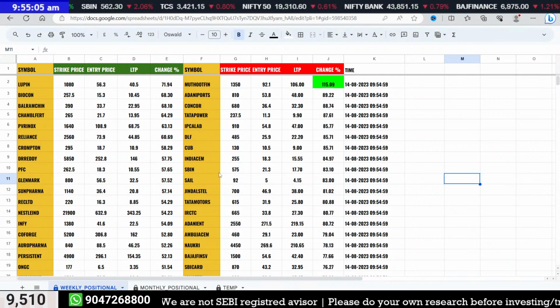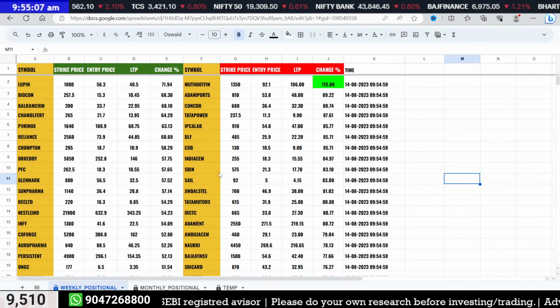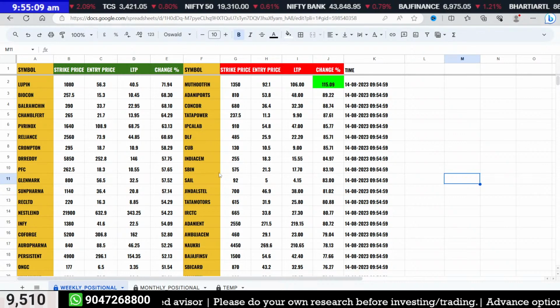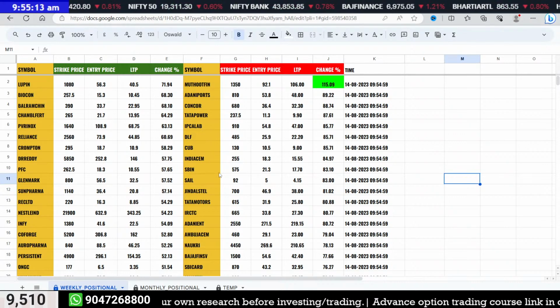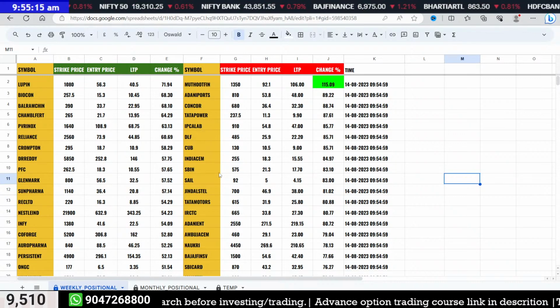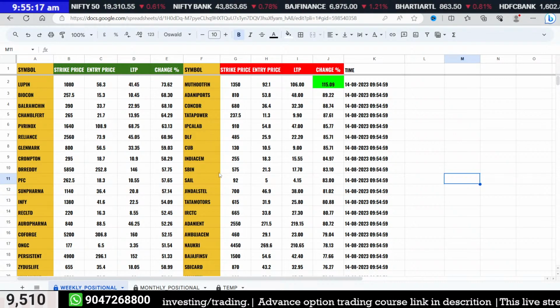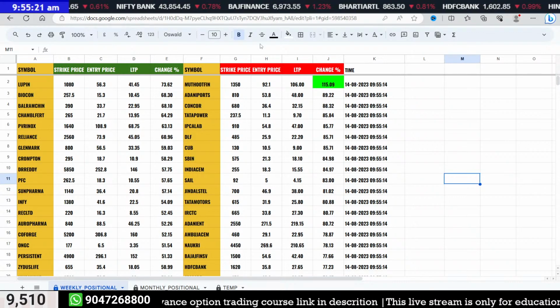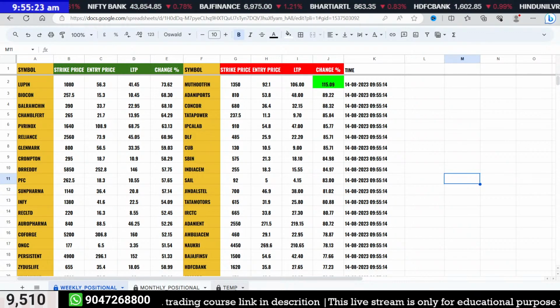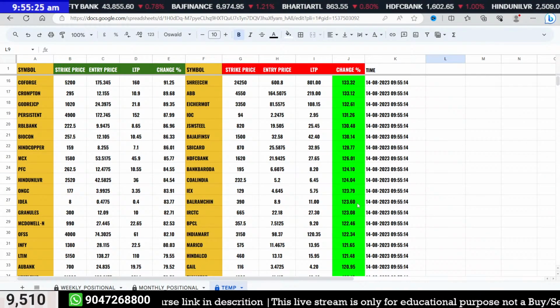On the call side, we find only Looping at the top, but even though it is at 70%, we need to wait for 56 to break out. On the put side also, nothing has triggered at this moment. Based on our weekly opportunity, look at the first one, Tata Power.